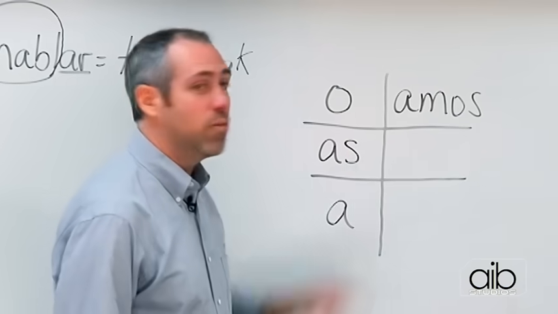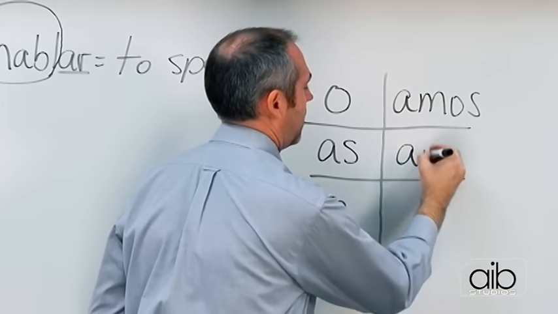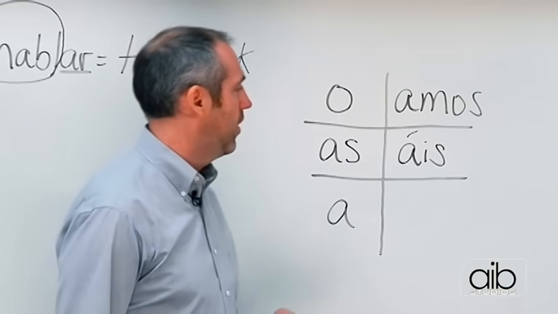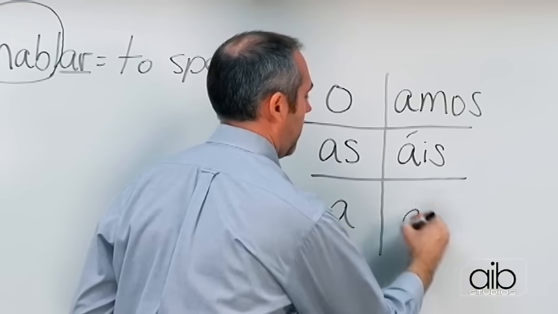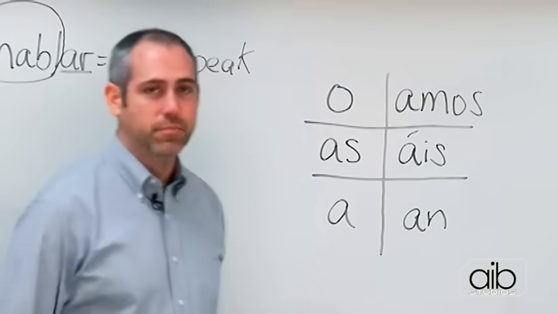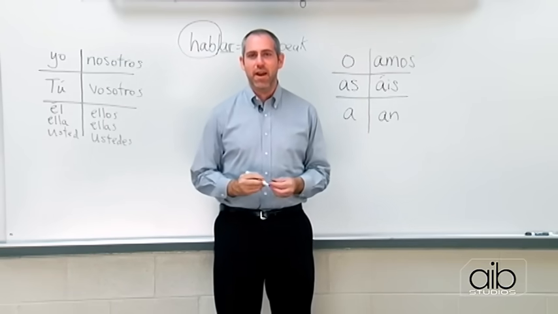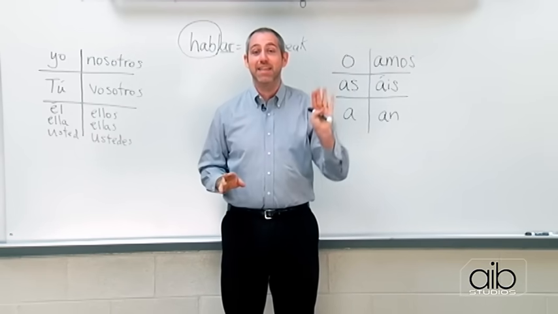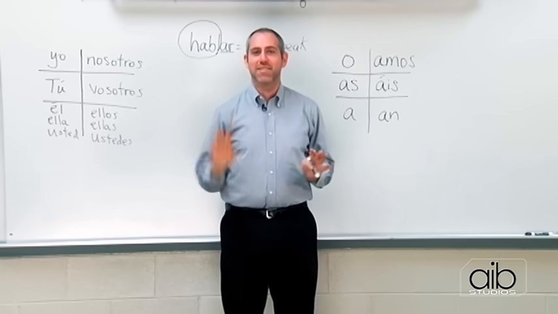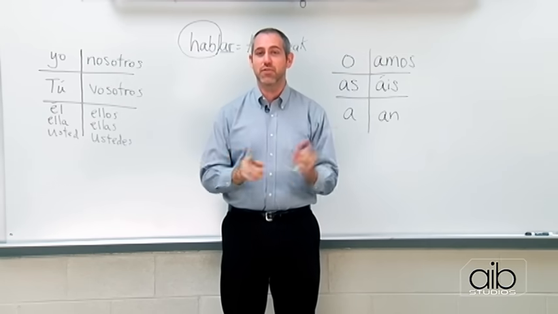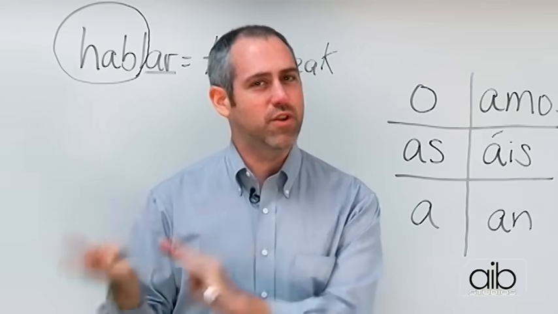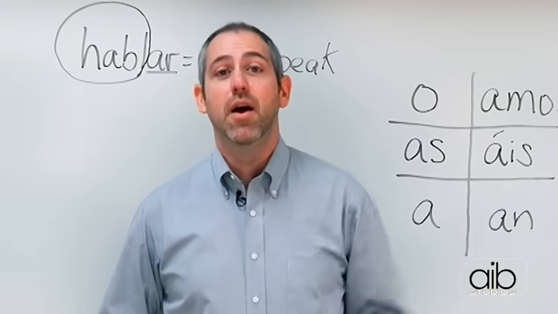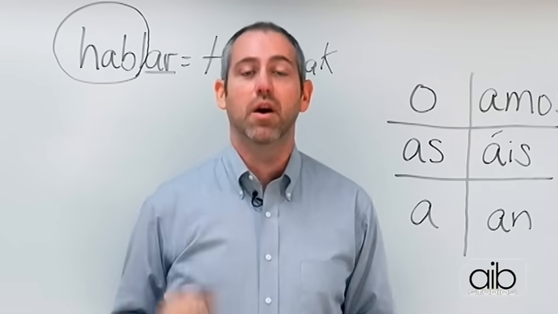Okay? And then right here, we're going to put ais in that Spain form with AIS with that accent on the A. It's the only accent here. And then down here in the bottom, we're going to put an. Okay, so what I want you to do now is start practicing o, as, a, amos, ais, an. Over and over. And once you get those down, start doing them out of order. Think to yourself, what's over here in the left middle? As. What's down here in the bottom right? An. What's up here in the top right? Amos. What's over here? O.